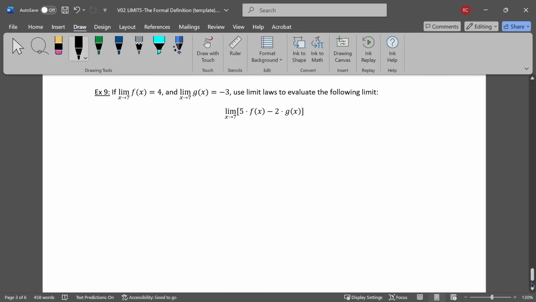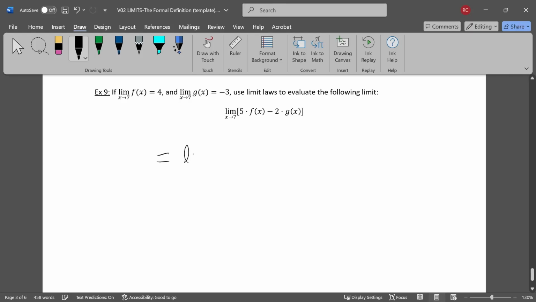Okay, let's take a look at one last example. The limit as x approaches 7 of f of x is 4, and the limit as x approaches 7 of g of x is negative 3. Use limit laws to evaluate the following limit. I don't know what the individual functions are, so I can't plug anything into the functions. A really common mistake students make is that they'll plug the numbers 4 and negative 3 in place of f and g. But remember, we don't know the values of f and g at these points, so you can't replace f and g directly with them.